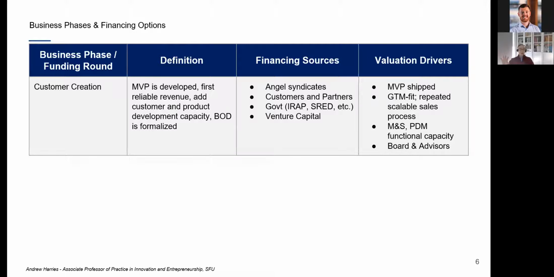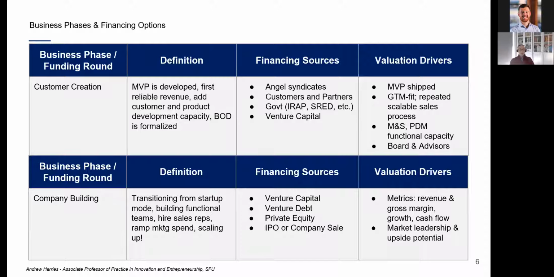But both are in service of driving the P&L on that particular product line. And then here you're formalizing, again, the board and the advisors. What value do they bring strategically to augmenting the value of your business and increasing your chance of success? And finally, in the last phase, we're looking at building a company. So this is formally called a company building phase.